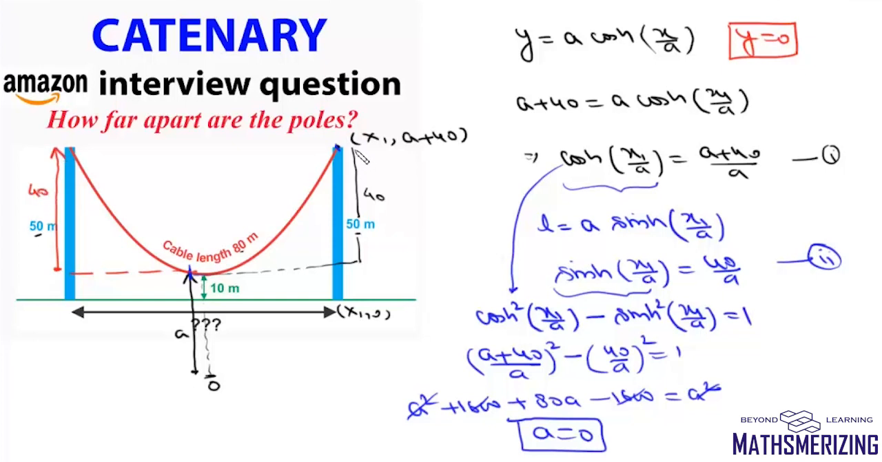This distance is 40. It is also 40, and this half length is also 40. So how is it possible that this length is 40 and this length is also 40? It is only possible when these two poles are right next to each other, and then simply this cable is hanging between the two poles. So that means the distance between these two poles should be 0. So the answer to this question is that the distance between two poles is 0, and this equation is a degenerate form of a catenary.